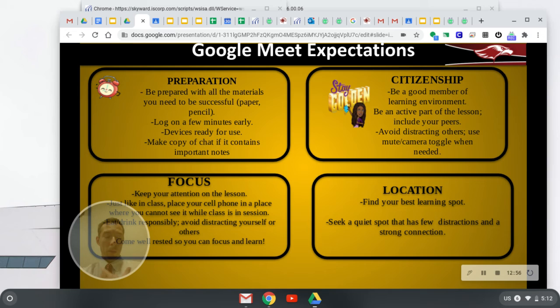Eat and drink. It's probably going to be fine if you eat and drink in class. I don't think your teachers have any different rules about that. I won't for homeroom, but do it responsibly. So if you're doing it and it's distracting others or it's loud for some reason, then you don't do that.